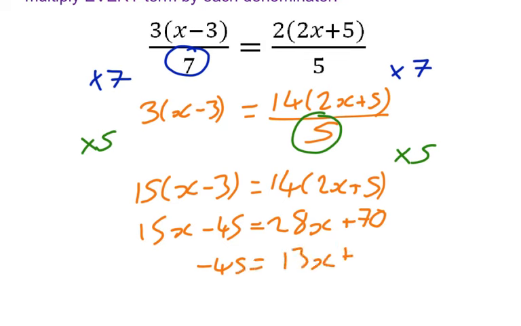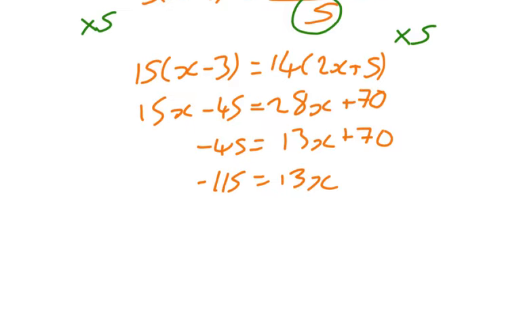Move the x's to one side, we get minus 45 equals 13x plus 70. Subtract the 70, we get minus 115 equals 13x. And finally, we get x equals minus 115 over 13 as our final answer.